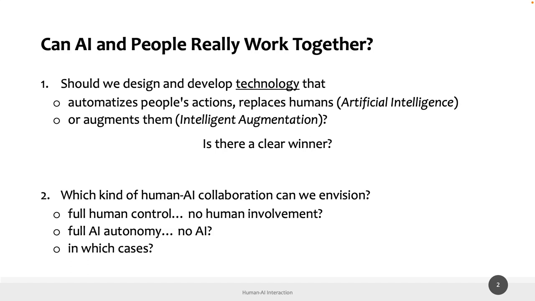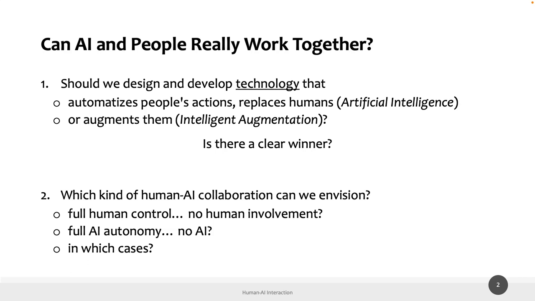Can AI and people really work together? Well, we hope so, and we also have positive examples of things that work in this way. But what will be the characteristics? How can we design, develop and deploy systems to have this work together effectively?